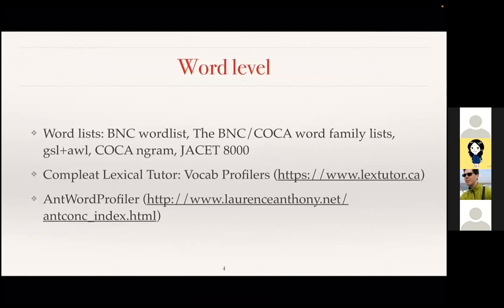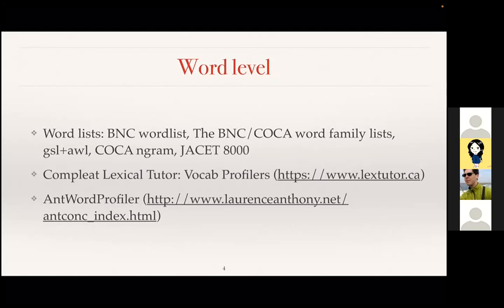Word level is determined by the frequency in the corpus, in English or in any language. A lot of studies have been done on English vocabulary, and a lot of word lists have been created, such as the BNC word list, BNC/COCA, the Corpus of Contemporary American English, or the very traditional General Service List and Academic Word List.